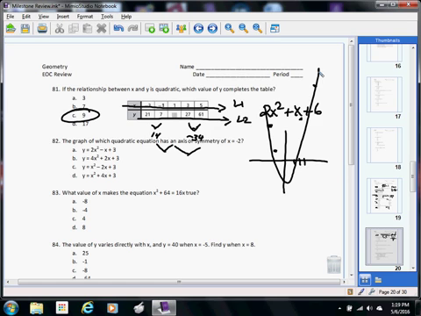Okay? Which one has an axis of symmetry of x equals 2? Remember, x equals negative b over 2a.